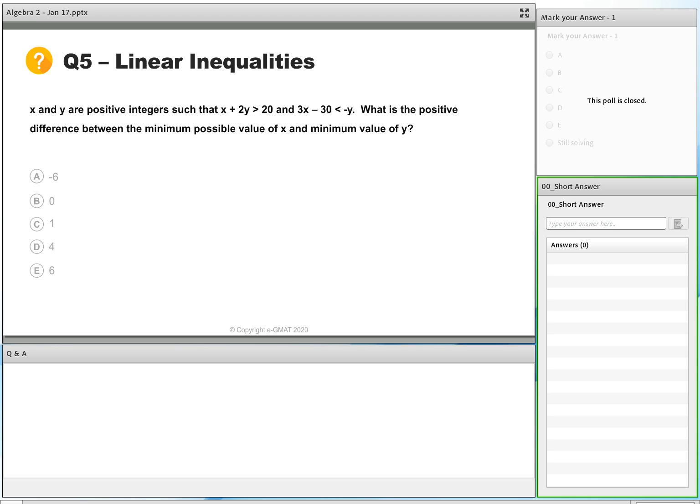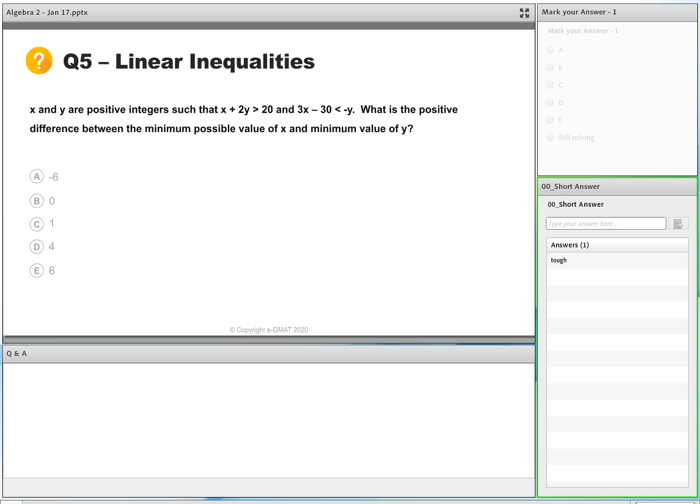But before that, I've opened the short answer pod. I want you people to tell me how was this question, guys? How did you feel this question was? Okay, I see. Oh, horrible. No, not at all. So, we'll talk about this question. Yes, this is definitely a 700 plus, right? This is definitely a 700 plus.